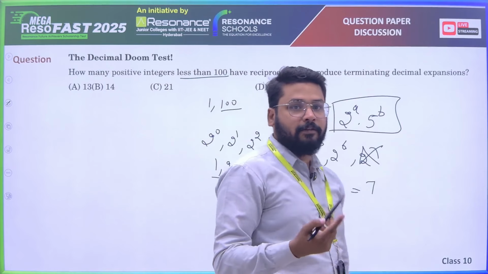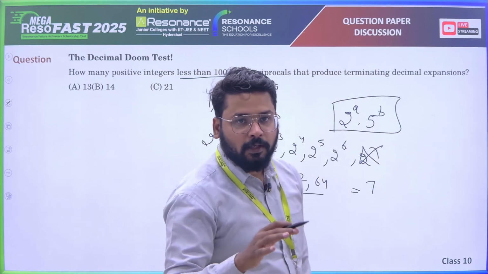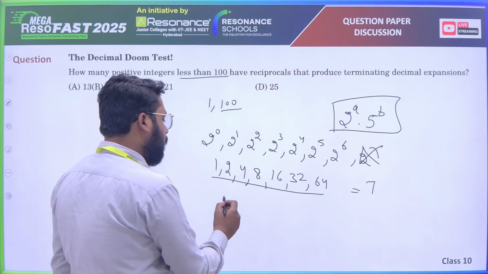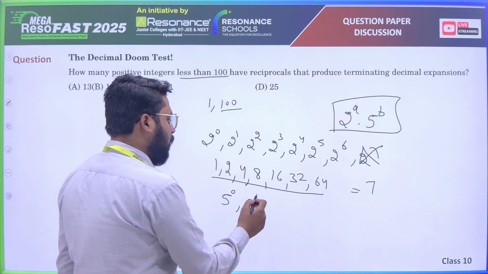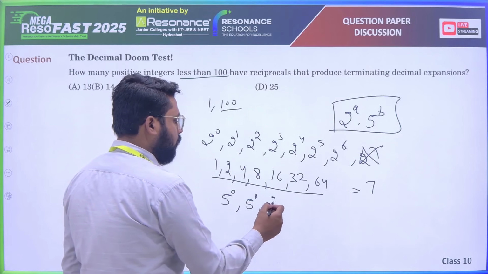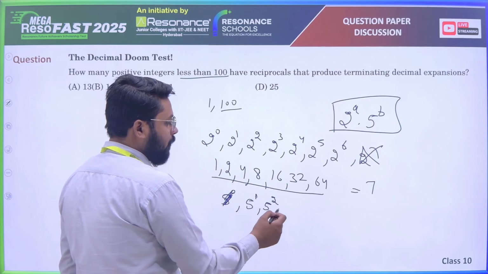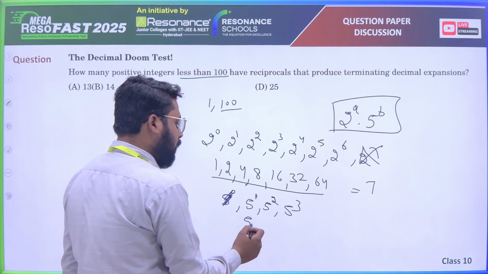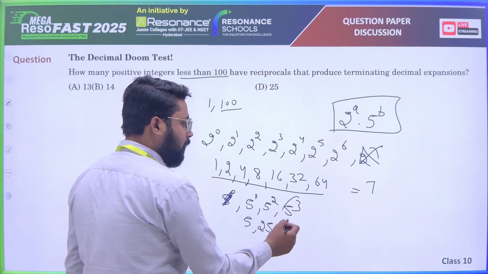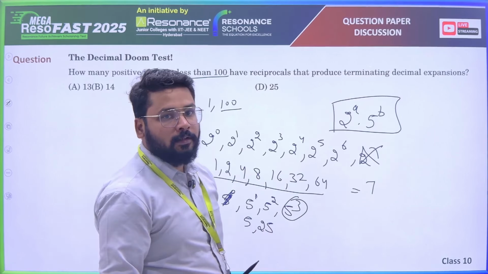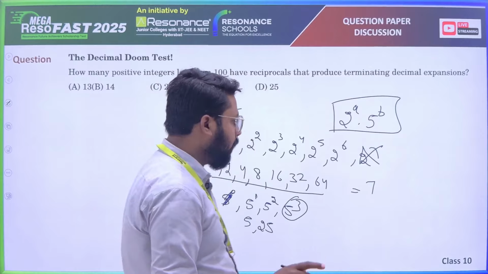Now move to powers of 5, because they will also produce terminating decimals. Same method: 5 raised to power 0, 5 raised to power 1, 5 raised to power 2. Oh, this 1 is counted, so we will not take this. 5 raised to power 1, 5 square and 5 cube. So these are 5, 25, but 125 is again greater than 100, so we will not count it.